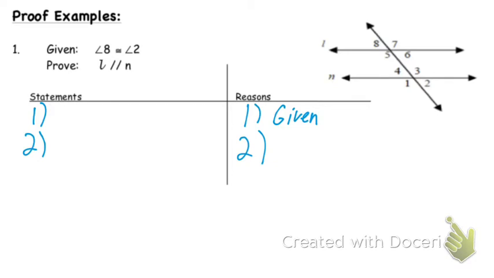Line L is parallel to line N. Yeah, and where do I put that? The second statement. Nailed it. The second statement is what we're trying to prove: line L is parallel to line N. And what's my other freebie, Presley? The first statement. What is that? Angle A is congruent to angle 2. Yeah, angle A is congruent to angle 2.